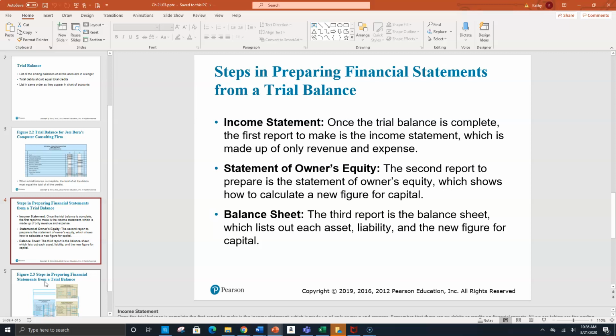And then the balance sheet will be next because that actually takes the ending amount of owner's equity and it goes onto the balance sheet. So the balance sheet is the third report, which lists out each asset, liability, and the new figure for capital.